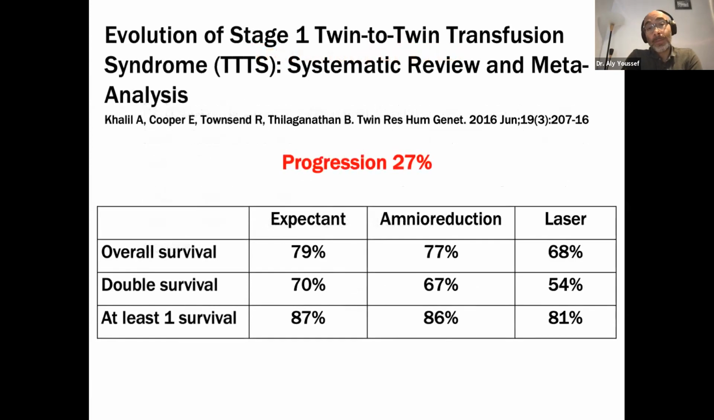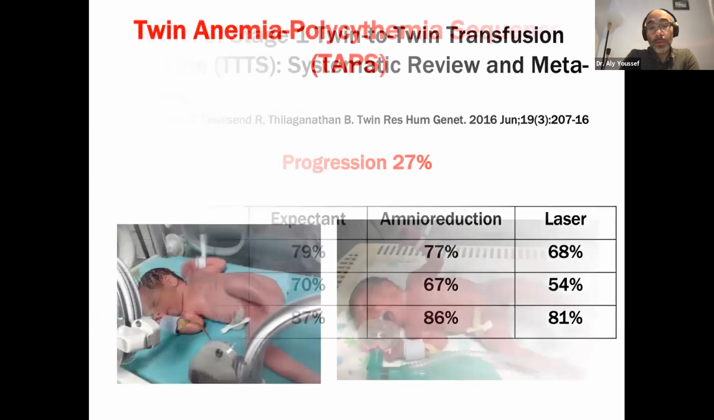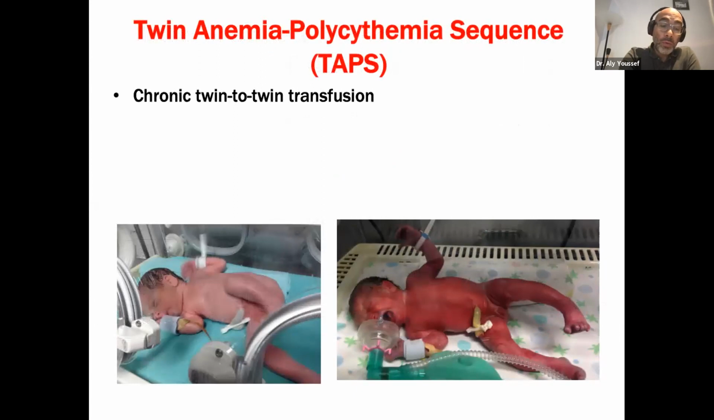And the main problem is that stage 1, in about 30% of cases, may progress to worse stages, although there is no definitive evidence on which is the best management option in case of Quintero stage 1 TTTS.